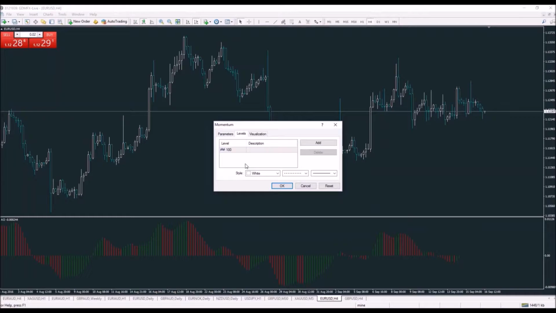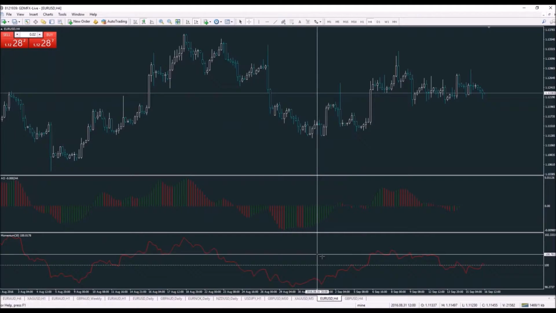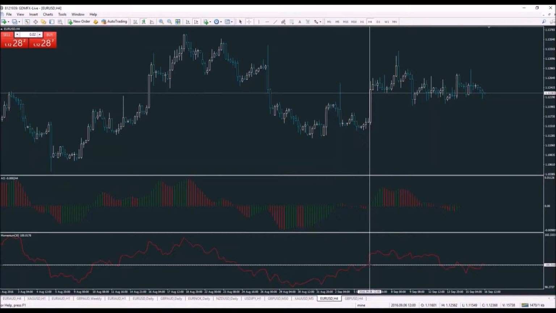Levels, again, preset from the last time. We have the 100 level, which is very important for our charts, especially in terms of crossovers. And when combined with the oscillator, both of these as momentum indicators are giving us pretty much a very, very powerful system with lower risk and higher reward potential.